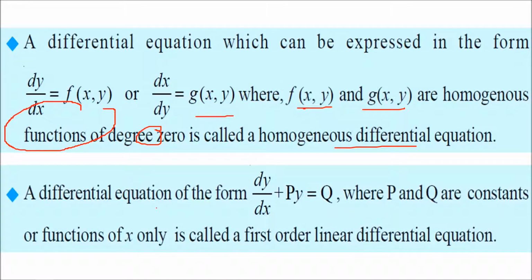So a differential equation of this form, dy by dx plus py equal to q, where p and q can be constants or function, this is called as first order linear differential equation.